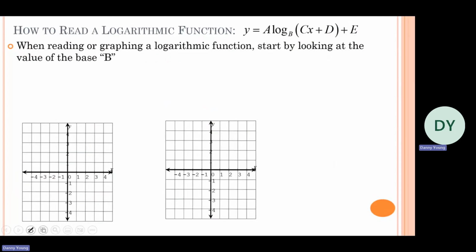How do you graph a logarithmic function? You guys ready for this? If you have an exponential graph, the x-axis was your asymptote. But if you have a logarithmic graph, what's your asymptote going to be? Your y-axis. That makes sense? Number two, this is what I need you to write down. Number one, when you're reading or graphing a logarithm function, you always start with the base b, always.